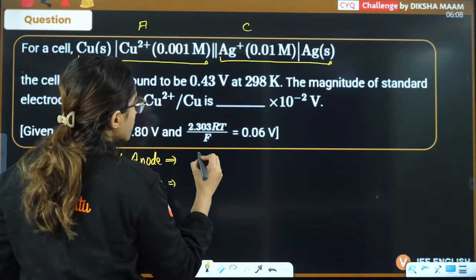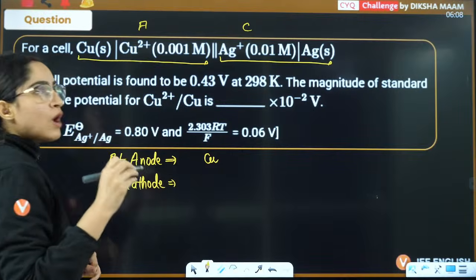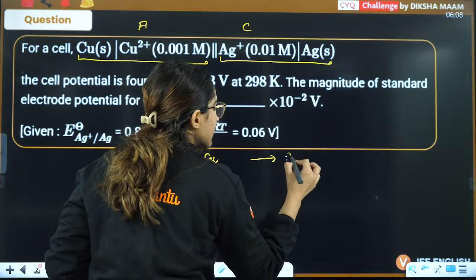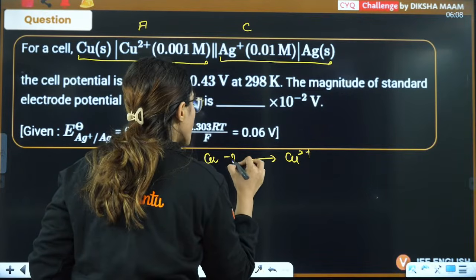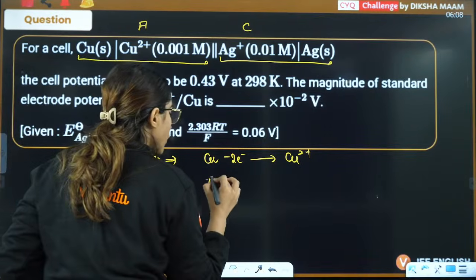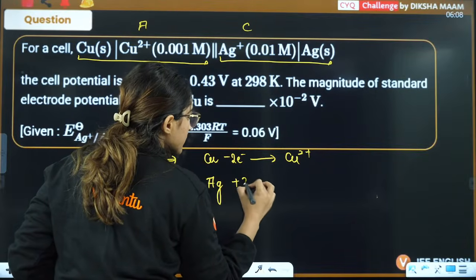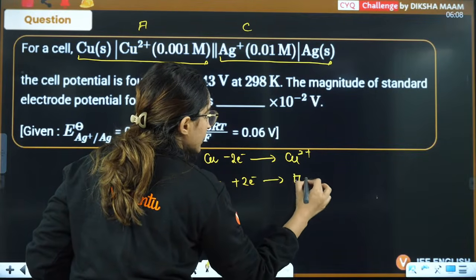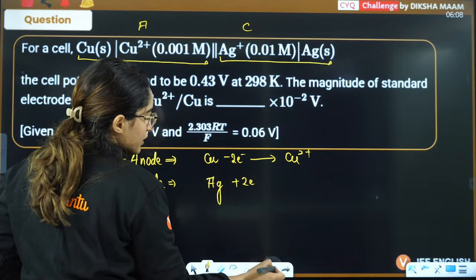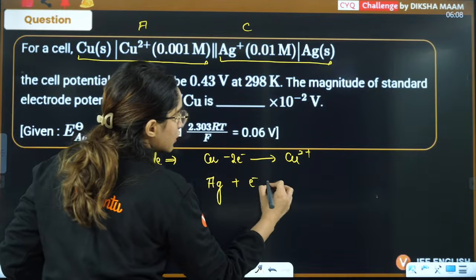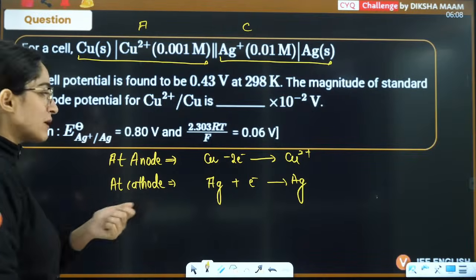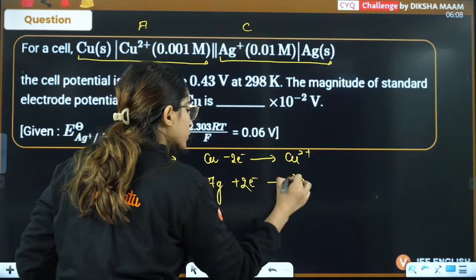At the anode you have Cu2 positive. At the anode there is oxidation, so there will be an increase in the oxidation state. So this is Cu2 positive, that means loss of 2 electrons will take place. In the case of the cathode, there is gain of 2 electrons, so it will become 2 Ag. Here there is gain of electron and it is becoming Ag. But the number of electrons lost and gained should be the same, so that is why we'll multiply this by 2.